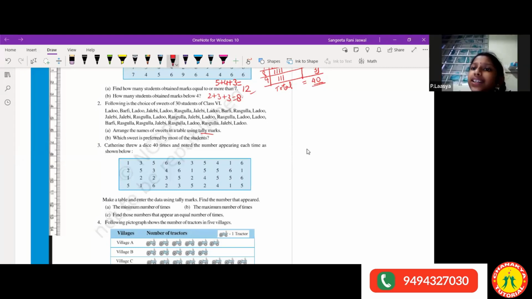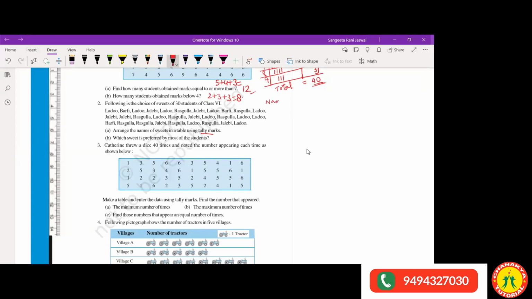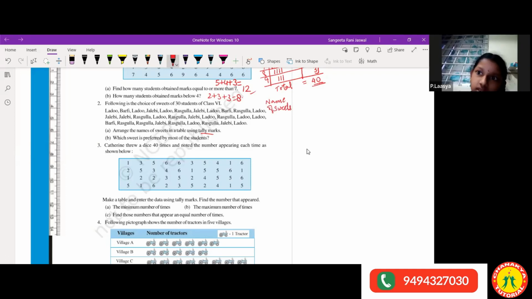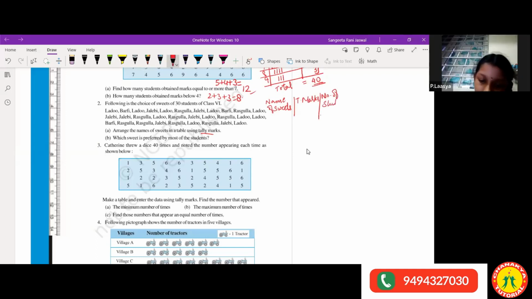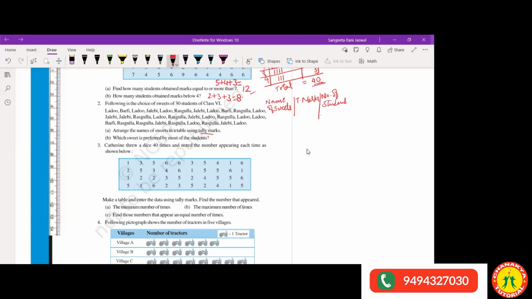Ma'am, we have to write names also. You have to write, beta, otherwise how will you do? Name of sweets. Then your second column will be tally marks. Then your next column will be how many students, so number of students. So please make it. Write the names of the sweets. Which sweets are there? Laddu. Then you have barfi.